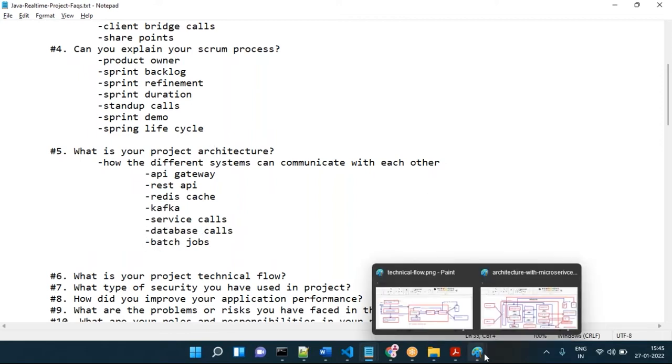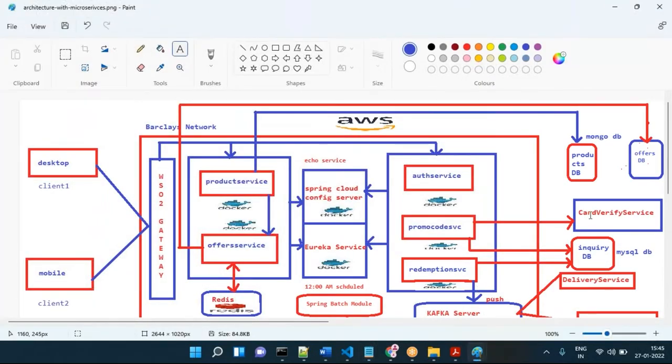Now if you go here, this is a simple architecture, our previous batch's real-time project architecture. We have different clients and an API gateway; you have n number of API gateways. The request will come to this gateway. We have these many microservices: product service, offers service, auth service, promo code service, redemption service.